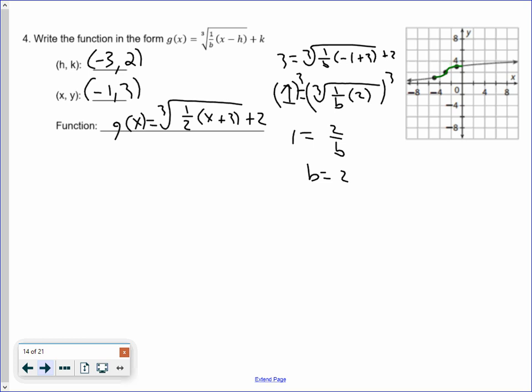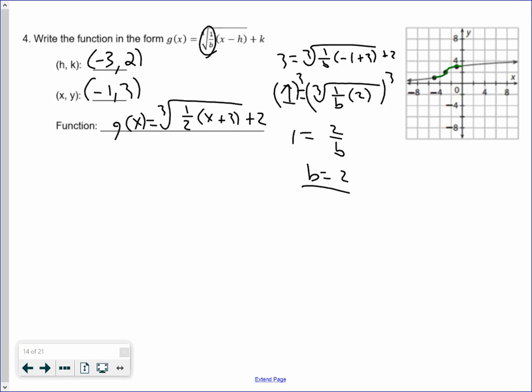Our xy point, you can choose either -1, +3, or -5, +1. It doesn't matter. Either point you choose, you would have gotten the same b value, and you would have gotten the same equation that I got of g of x equals the cube root of 1 over 2 times x plus 3, all plus 2. And our b value here will be 2. And remember, our equation is 1 over b, so it becomes 1/2 in the equation.